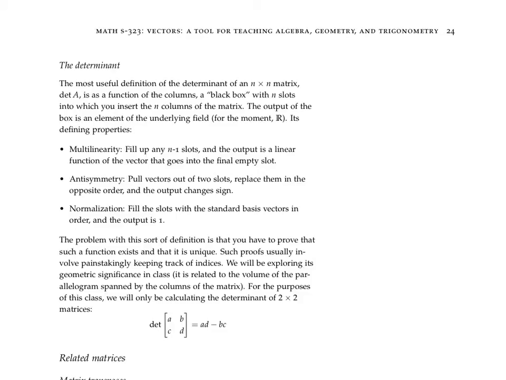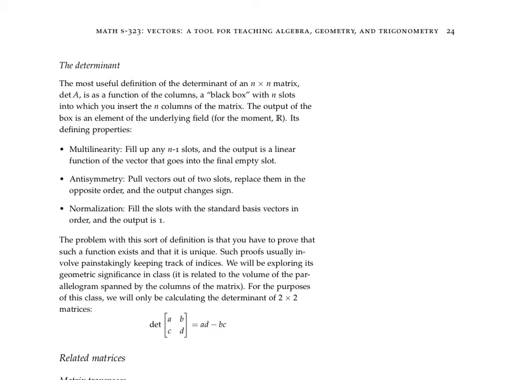It's multilinear, so if you fill up any n-1 slots, so all but one of the slots, the output is going to be a linear function. Remember what that means again. A linear function of the vector that goes into the final empty slot. And it's antisymmetric, which means that if you swap two of the columns in the matrix, it's going to change the determinant by a factor of -1. And normalization: if you fill the slots with the standard basis vectors in order, the output is 1.